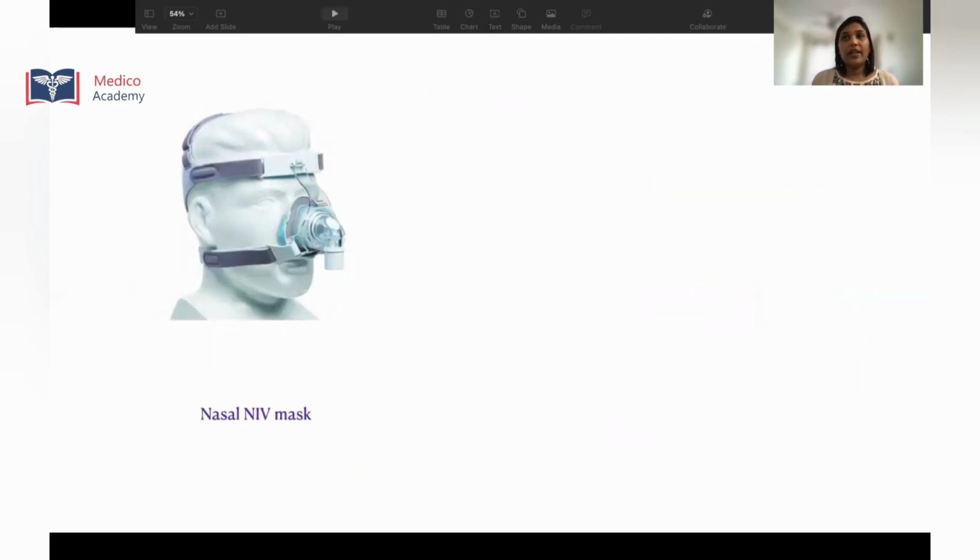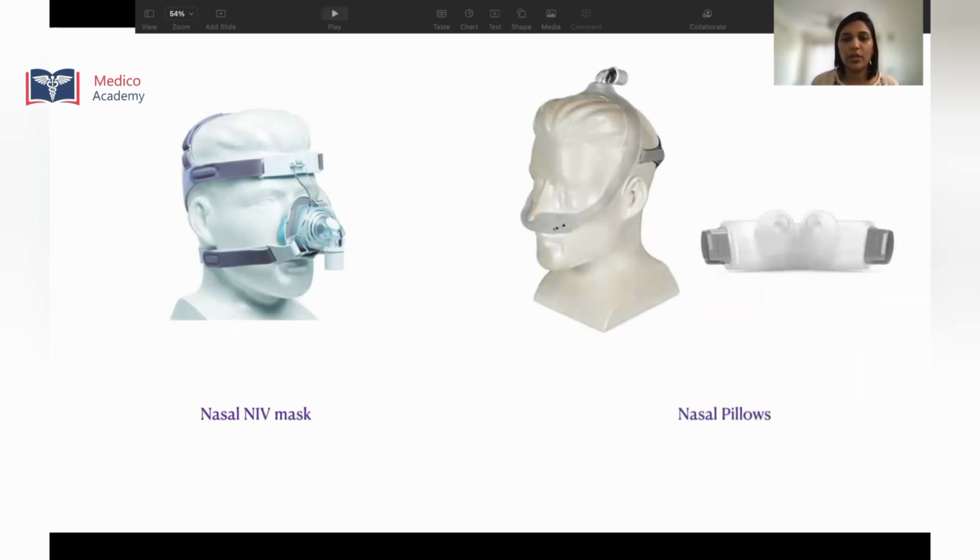So what are the various devices or interfaces that we use? One is a nasal NIV mask, which will cover only the nasal part of the patient. It's a tightly sealed mask, and the mask is then connected to a ventilator to provide positive pressure ventilation. The next one is nasal pillows, where soft cushion-like structures are partially inserted into the nostrils of the patient. They form a tight air seal, and then this is connected to a ventilator to provide ventilation.